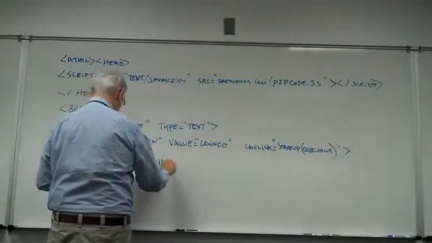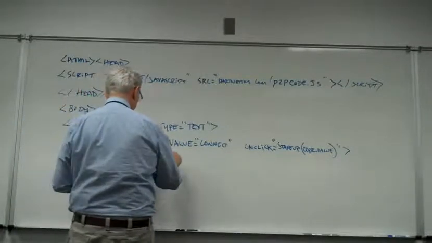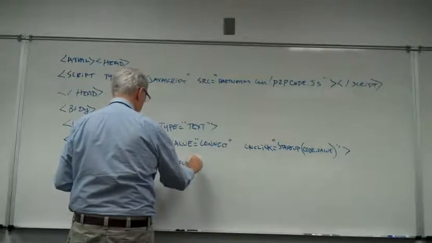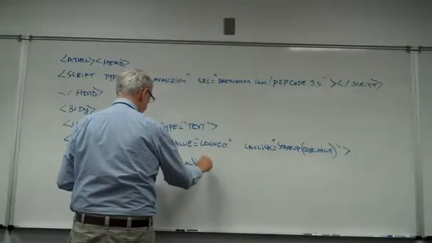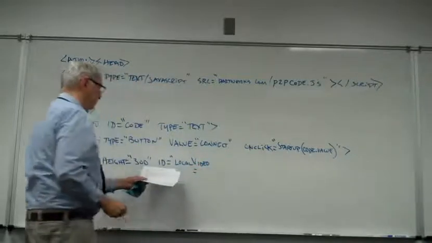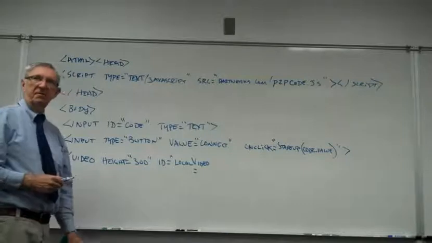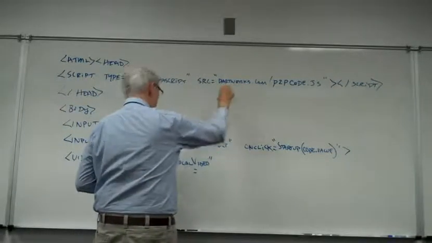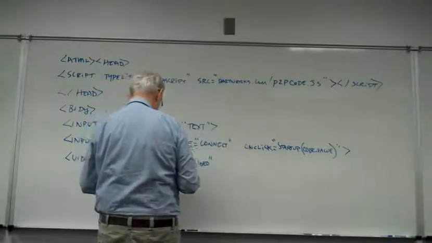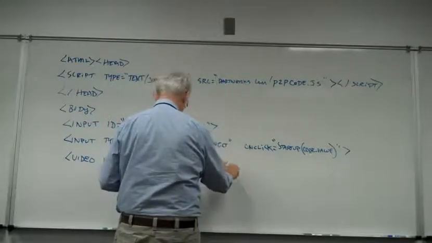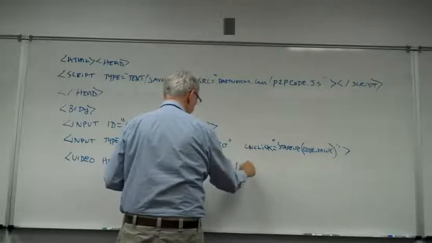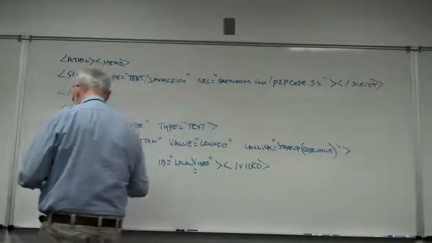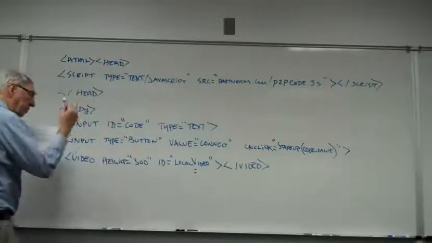ID equals local video. This is essential. That name is essentially that. Local video has to be the name, because that's what it sends up and that's what it knows. This thing over here knows local video. Slash video. And finally, that's your local video.